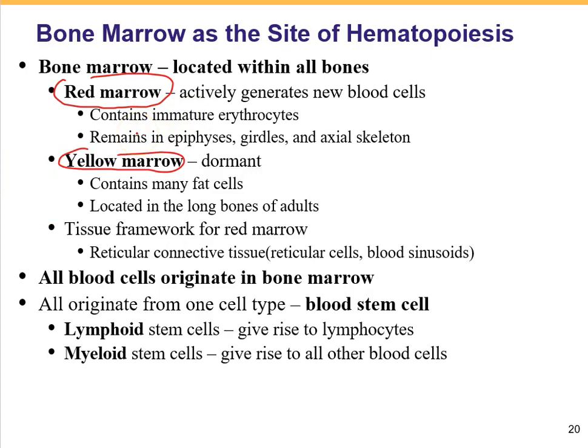Where can we find red bone marrow in adults? It is found in the epiphysis of long bones, which are the ends of long bones, as well as in the bones of the pelvis, ribs, spine, and skull.